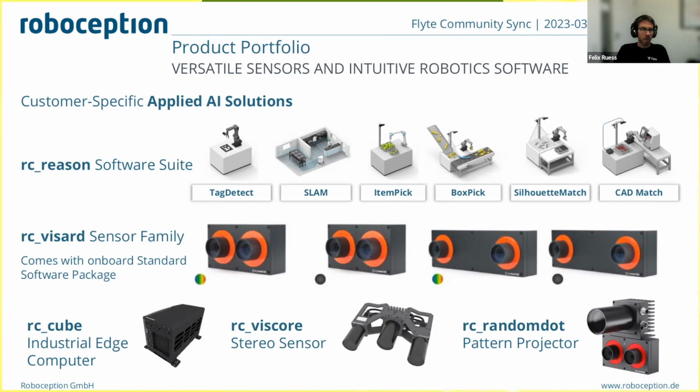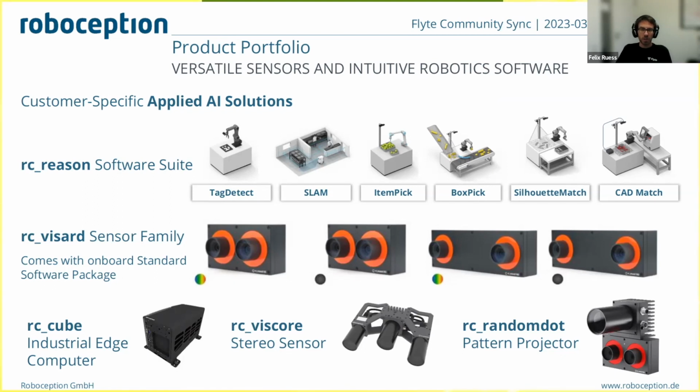And we also have a software suite of things that run directly on the camera. That ranges from very simple things like detection of tags, AprilTags, QR codes, and so on, to very simple picking scenarios using ItemPick, which just detects surfaces that are graspable with a suction gripper, to the more complex at the very end of the spectrum, which is CAD match.